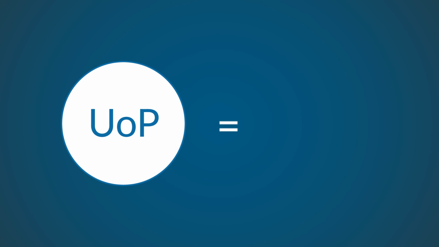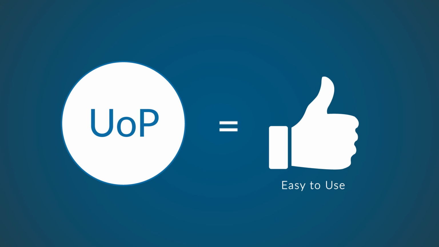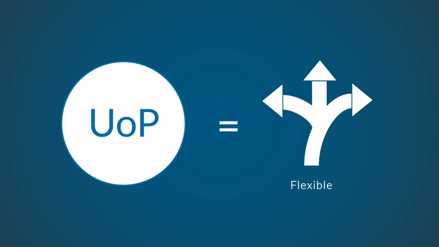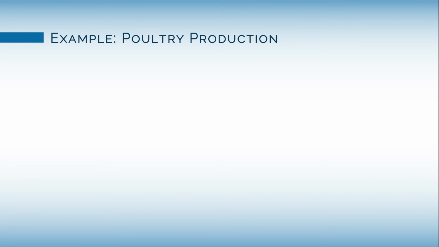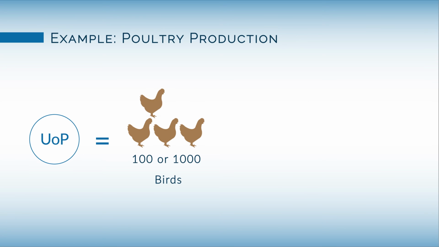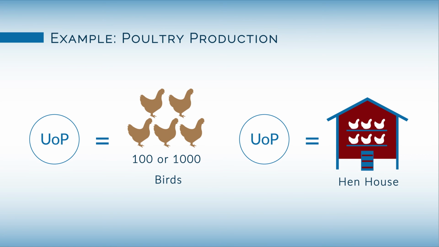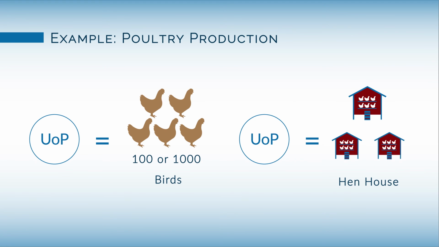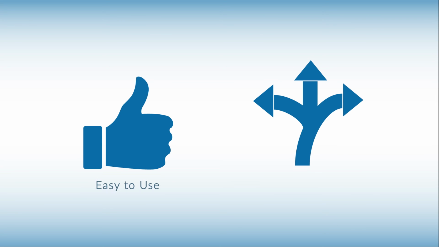Therefore, in general, the best option is to choose a unit of production which offers the best balance between ease of calculating costs and income, while also readily permitting expansion in future years. For a poultry operation, this would probably be to select 100 or 1,000 birds, depending on the scale of the operation, or per hen house, assuming that the operation consists of several houses. With these units of production, it is relatively easy to calculate costs and income while also allowing for future expansion.